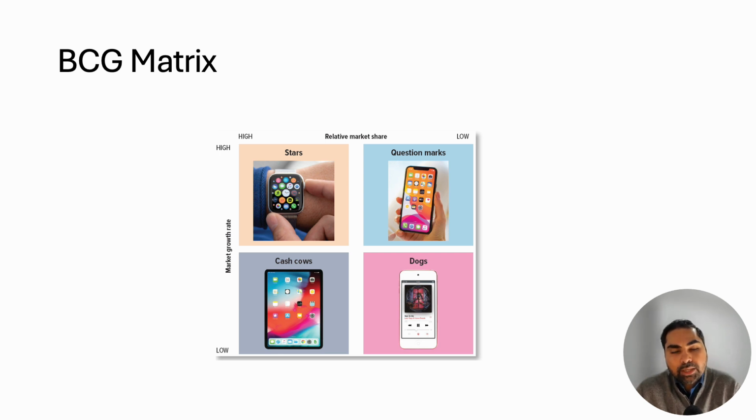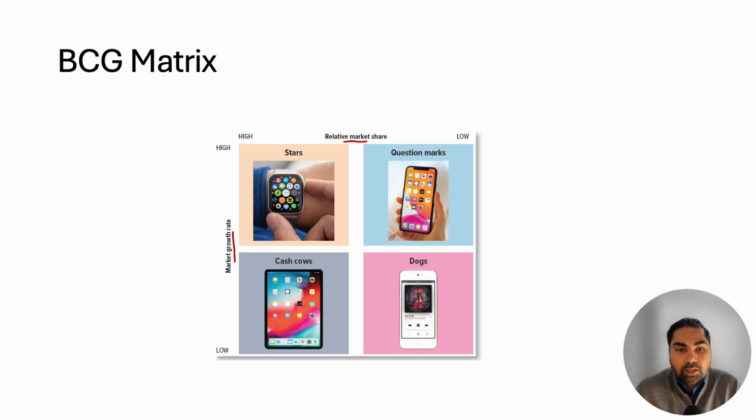So what you can do is you can actually develop a 2x2 matrix wherein you talk about, on one dimension, what is the market growth rate for that particular product. So how fast is the market growing for that product? And the next one is, what is your relative share in that particular market? So what is your share among your competitors in that market?